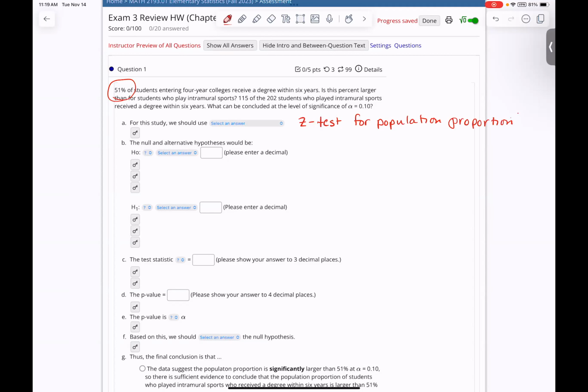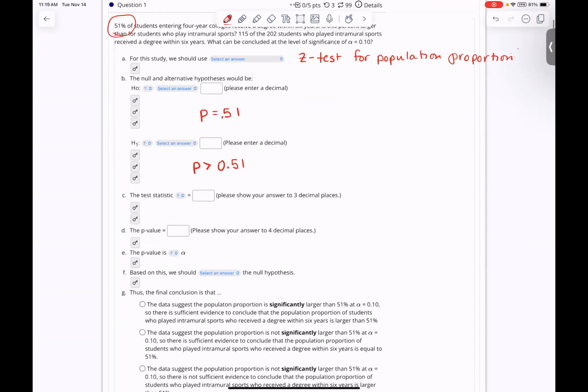And what are we testing? Is this percent larger than that for students who play intramural sports? So is this greater than 0.51 for students who play intramural sports? So our null hypothesis is that it would equal 0.51. Okay, so we're going to conduct a one proportion z-test on our calculator using this data.